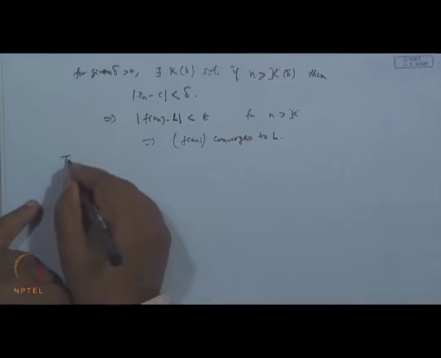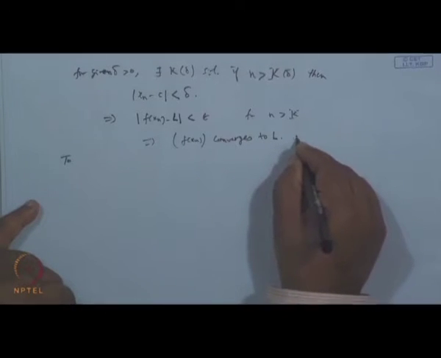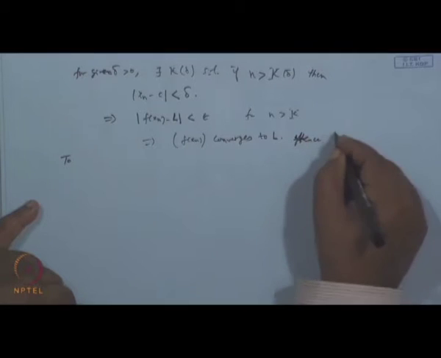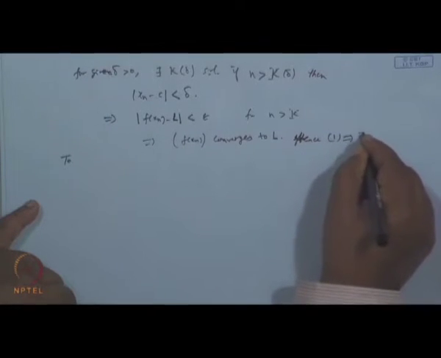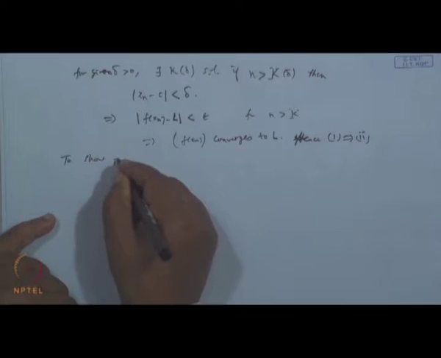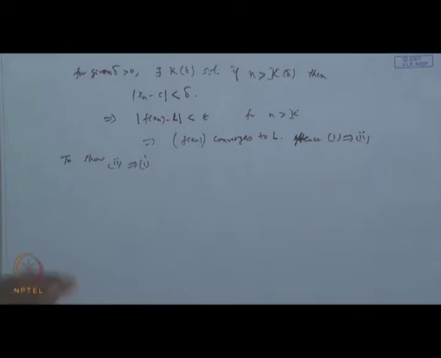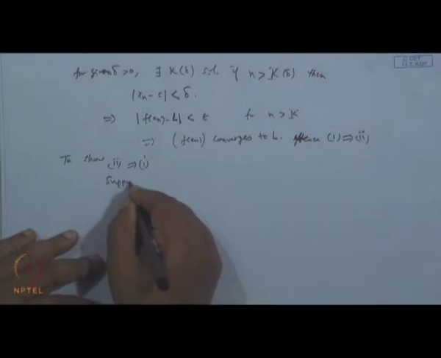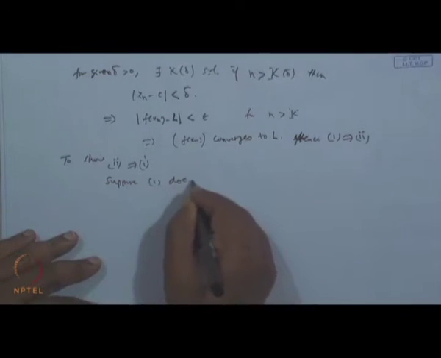Second, the converse part. Hence 1 implies 2. To show 2 implies 1, this can be proved by contradiction. Suppose 2 holds, but 1 is not true. Suppose 1 does not hold.